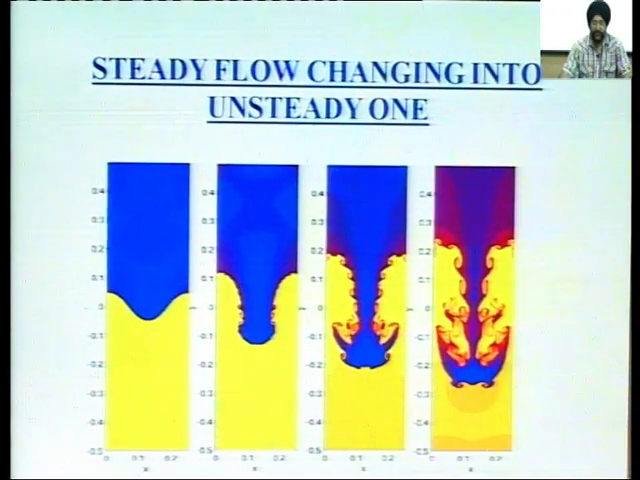Let's have a look at this diagram also. In the first part, the flow is steady. As you can see, there is a steady behavior here, and slightly it's changing to the unsteady one. And in the fourth one, if you compare the first stage and the fourth stage, the first stage is the steady flow, whereas this flow has become unsteady. So this is a diagrammatical representation of the steady flow changing into unsteady one.